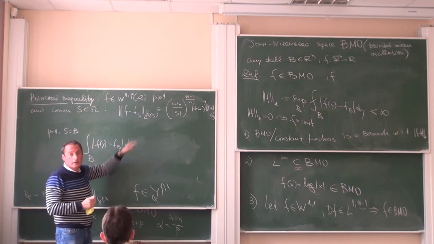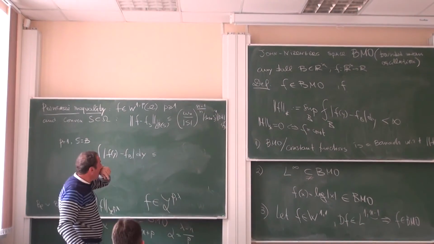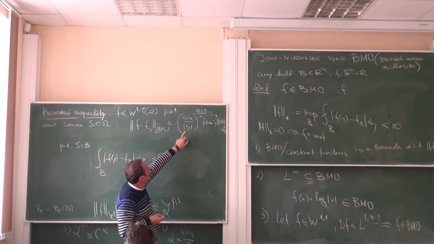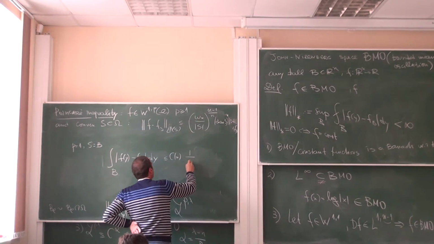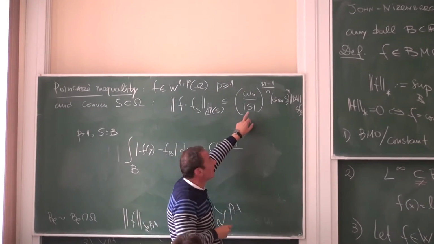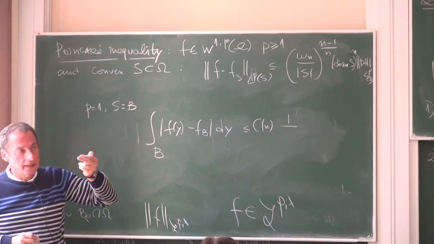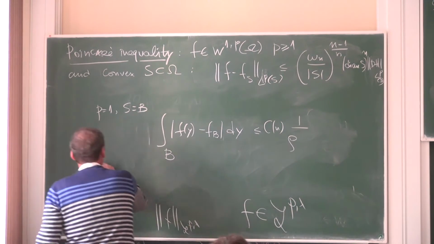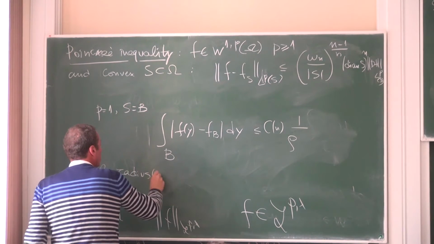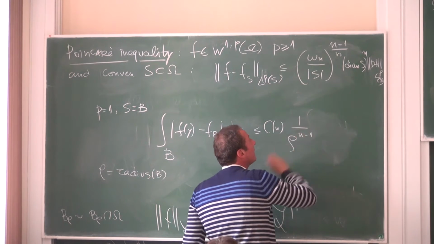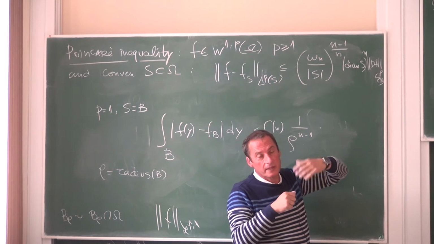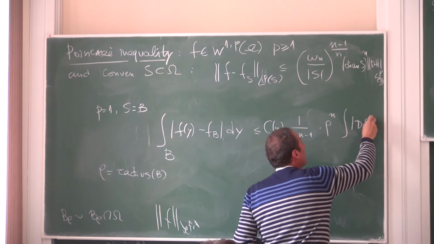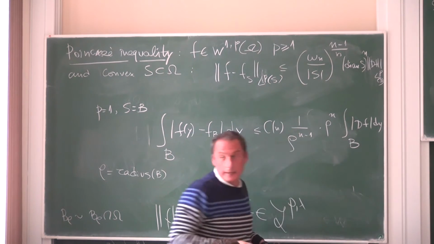This is the left-hand side of this inequality. It will be less than some constant depending on the space dimension n, times the measure of the ball, which is comparable to the radius raised to power n. At the denominator you will have the radius, rho of course is the radius of the ball B, so rho raised to n minus 1. Then there is the diameter of the ball, which is comparable to the radius, so rho raised to n, and here you have the integral over B of the gradient.